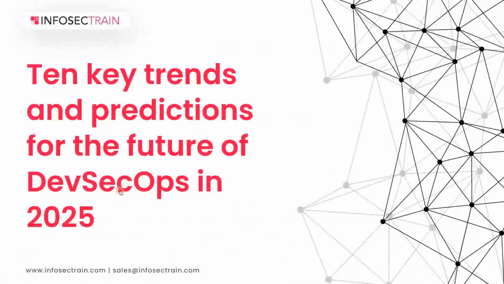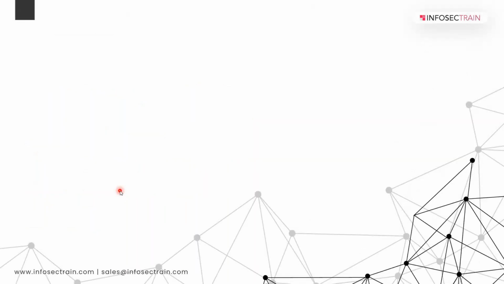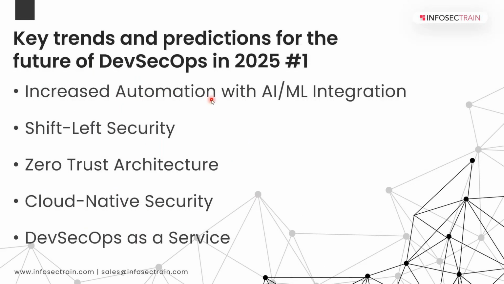And yes, team, so we are at the end here. The top 10 trends and the predictions for the future in terms of DevSecOps. First one is increased automation, because we are dealing with AML and we need to have this increased automation. Then also we will be having the shift left security. We have to manage the shift left security, and we are having the zero trust architecture.